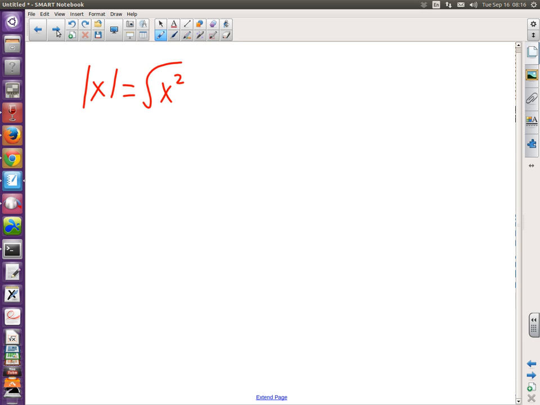Look, what if you plug in -5? What's -5 squared? 25. What's the principal root of 25? 5, the absolute value of -5. What if we plug in positive 4? Positive 4 squared is 16. Principal root of 16 is 4. It's really signless, but the convention is to graph it as a positive number.